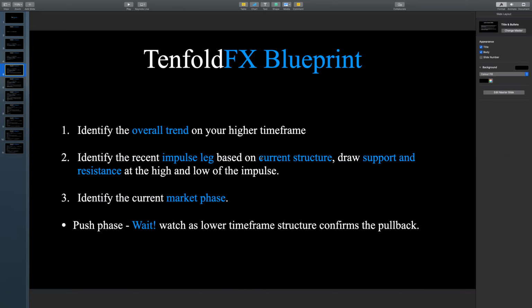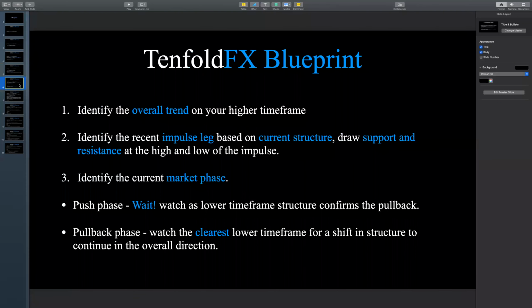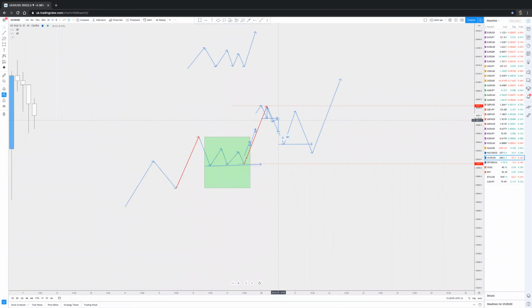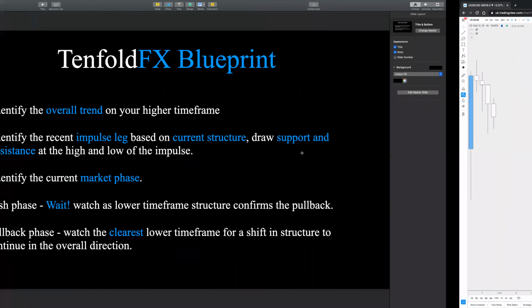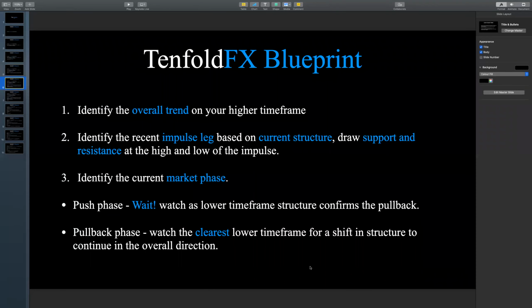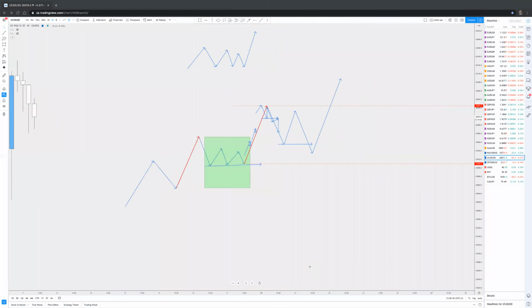M15 is setting up for H1. 1 minute is setting up for 15 minutes. Okay, the next one, if you find yourself in the pullback phase, in this area over here where we're pulling back, then literally all you are waiting for is for your structure to shift and continue in your overall direction.